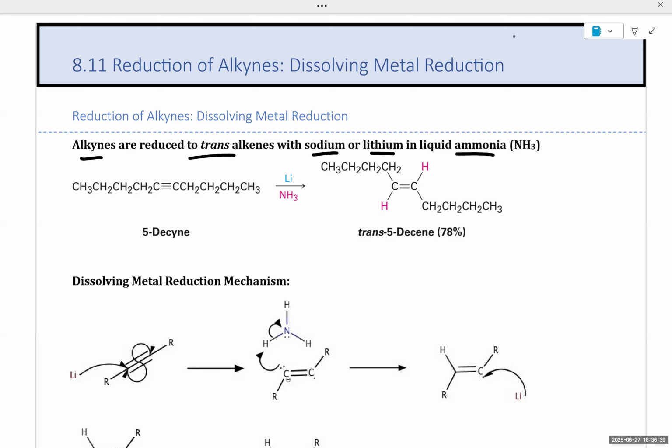And dissolving metal reduction allows you to generate alkene products with a defined selectivity for the trans alkene. We will see further examples and applications of dissolving metal reductions. I would just like you to know that you really should remember these conditions, as they can be used not just for the reduction of alkynes, but for the reduction of other functional groups.